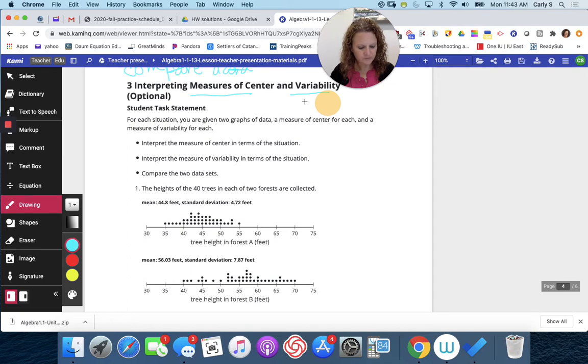All right, so here for number 1, we have the heights of 40 trees in each of 2 forests are collected. So the heights of 40 trees in 2 different forests. We have forest A and forest B.